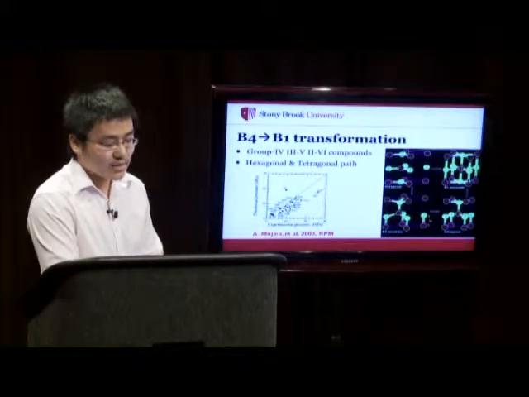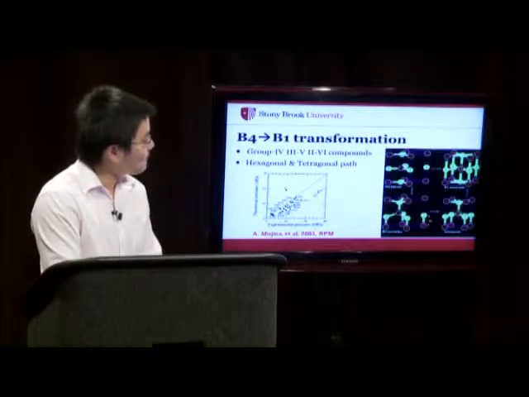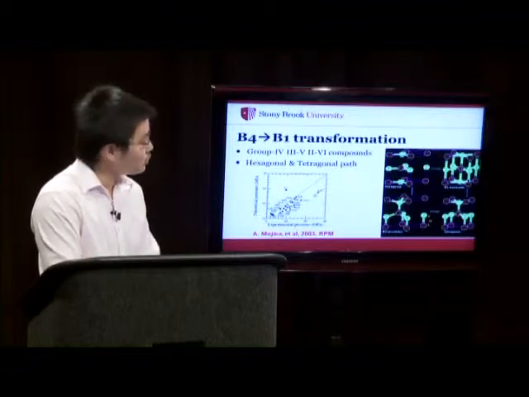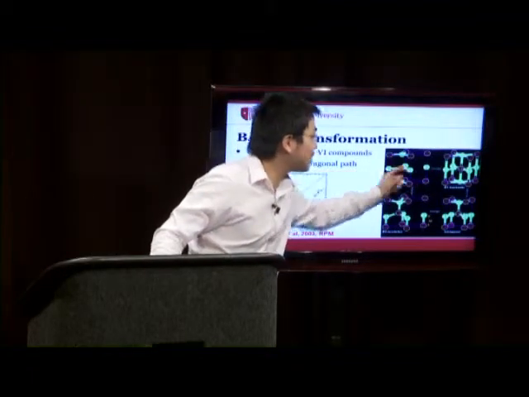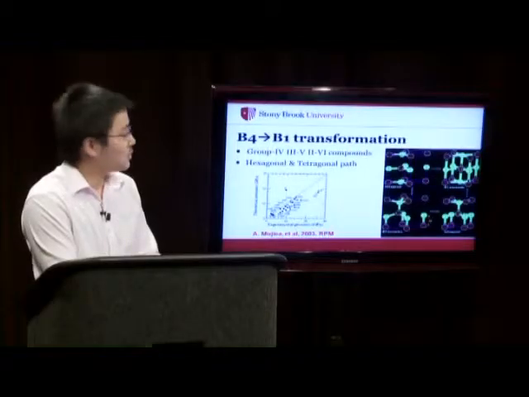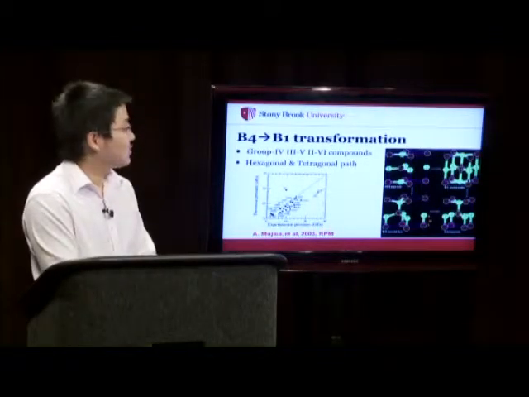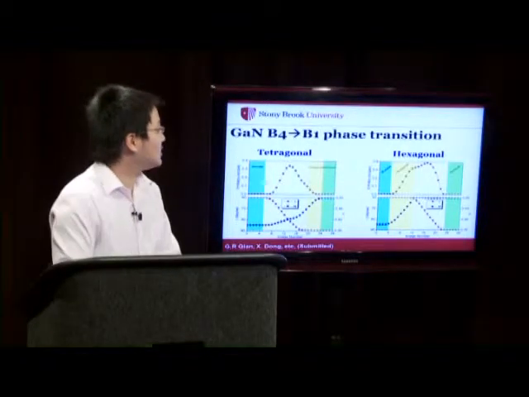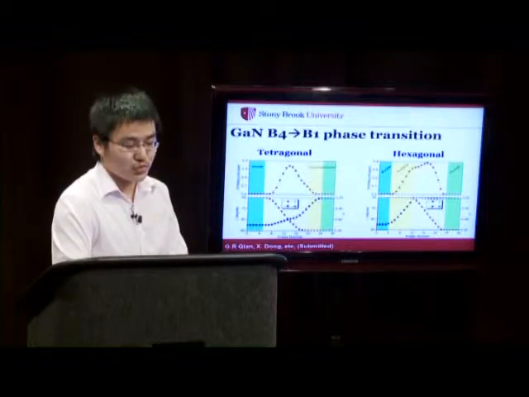When we have a hexagonal structure, the angle doesn't change, but the atoms move up to this layer. And when we have a tetragonal structure, we first have a transformation of the cell, then the displacement of the atoms. So what would the barrier be like, and which one is preferred for compounds? We can study the gallium nitride, GaN, B4 to B1 phase transition.